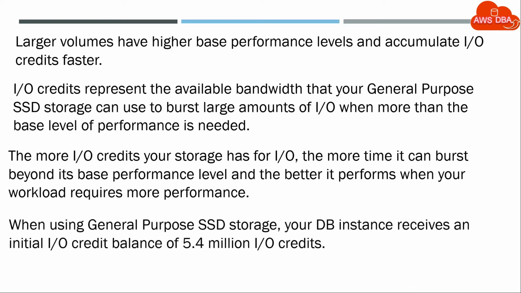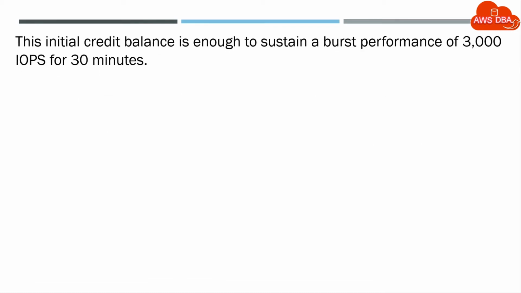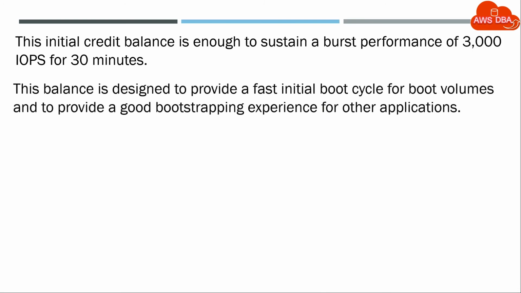When using General Purpose SSD storage, your DB instance receives an initial I/O credit balance of 5.4 million I/O credits. This initial credit balance is enough to sustain a burst performance of 3000 IOPS for 30 minutes. This balance is designed to provide a fast initial boot cycle for boot volumes and to provide a good bootstrapping experience for other applications.